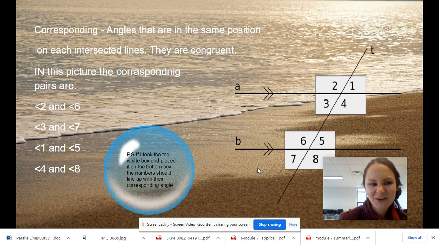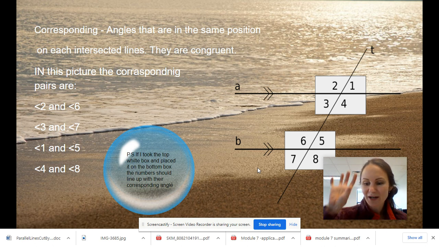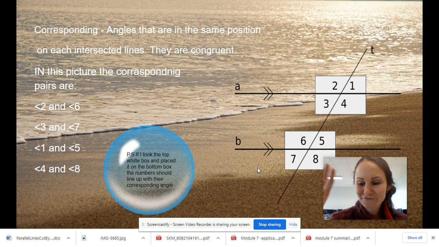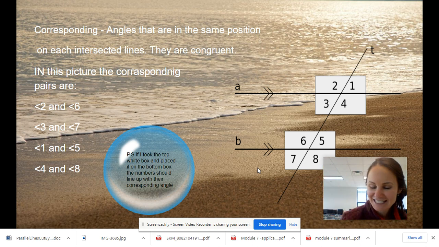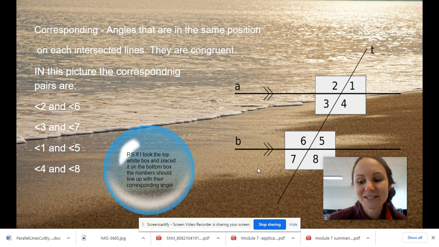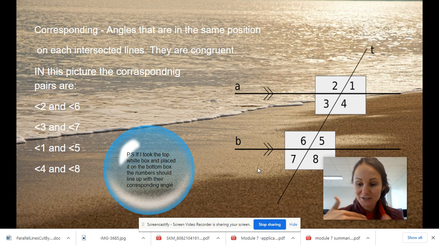Then we have corresponding. So I like to think of this one as copy paste. So corresponding, think copy and paste. If I copy that first set or that first white box with 1, 3, 4, and paste it down below on those same angles, I would notice that 2 and 6 are going to line up on top of each other. I would notice that 3 and 7 are going to be also on top of each other if I line them up. So we call these corresponding angles, and they are also congruent, meaning they're the same. So 2 is going to be whatever 6 is. 3 is going to be whatever 7 is. And same for 1 and 5. And then same for 4 and 8. We call those corresponding angles.